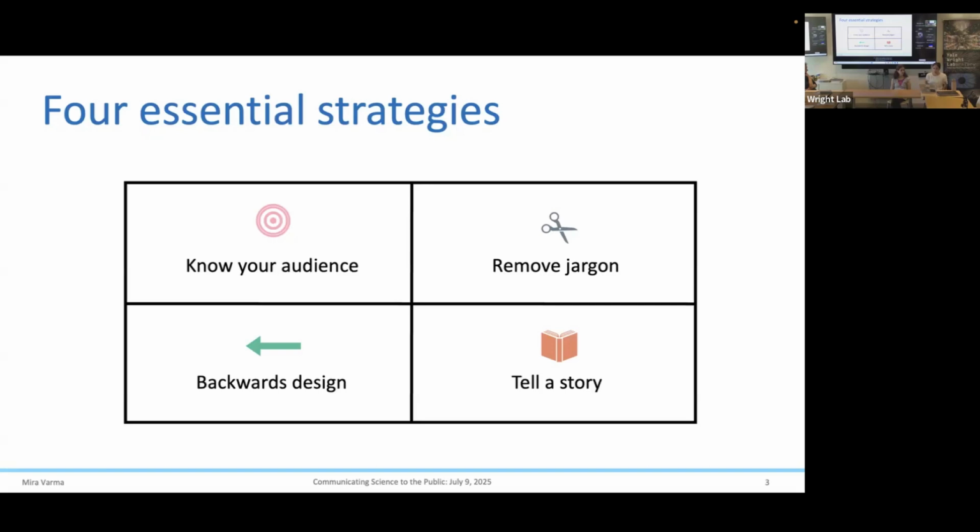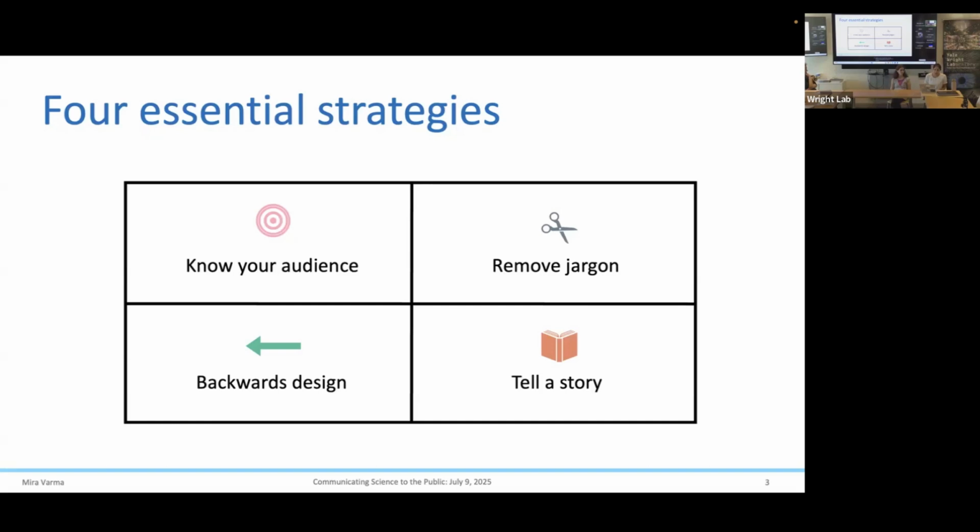Also, it's important to remove jargon. Just when we're working on our research every day, there's a lot of words that we use regularly that other people aren't aware of. And sometimes it's hard to remember that people don't know those words, but it's really important to actually explain the concepts and not just use fancy language that they might not understand.